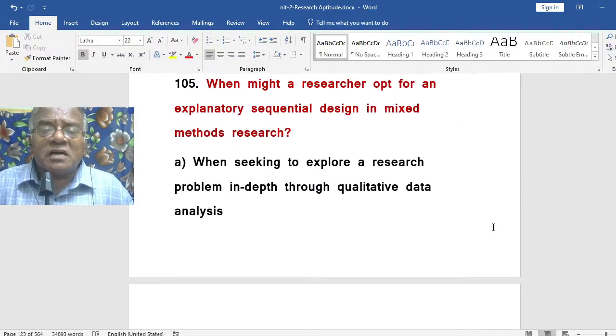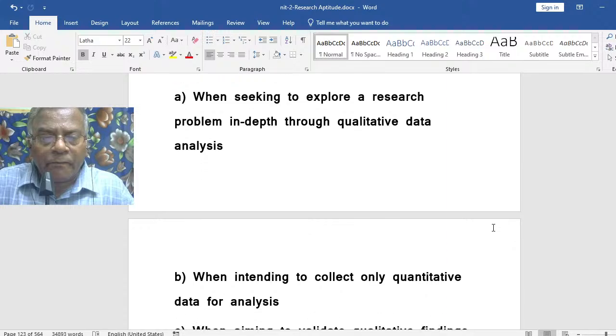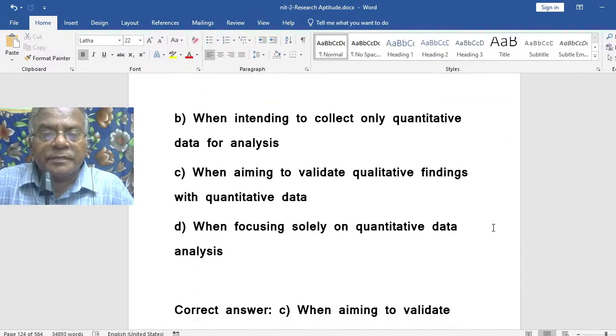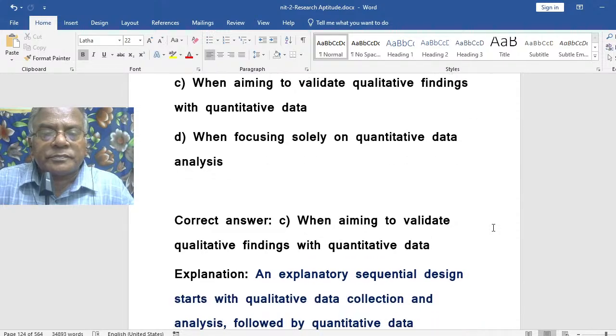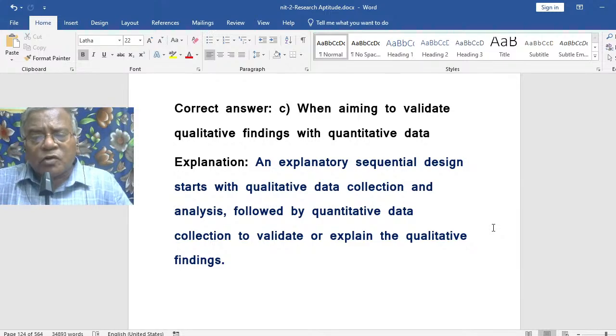When might a researcher opt for an explanatory sequential design in mixed methods research? The question is, when might a researcher opt for an explanatory sequential design in mixed methods research? Explanatory sequential design. Just see all the four alternatives. That is when aiming to validate qualitative findings with quantitative data. Only at that moment you are using this. When aiming to validate qualitative findings with quantitative data.